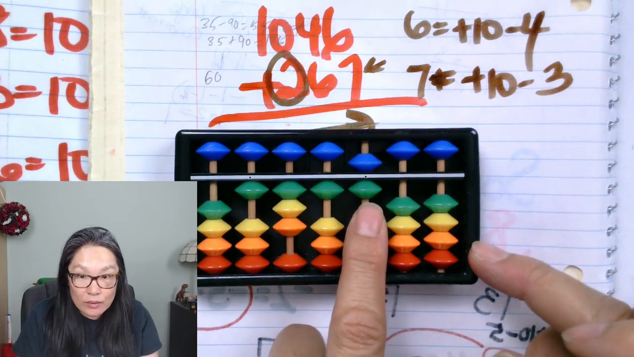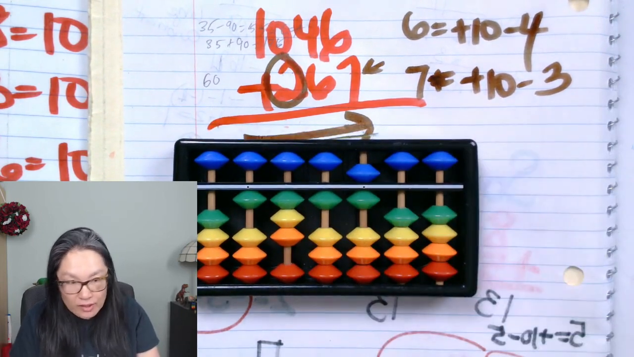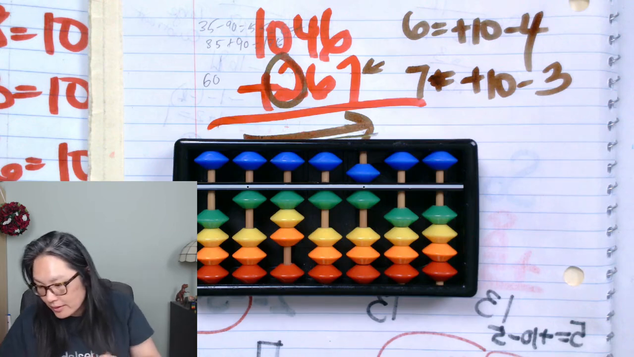Can't minus the 3. What do I do? I know how to minus the 3. Do you know how to minus the 3?